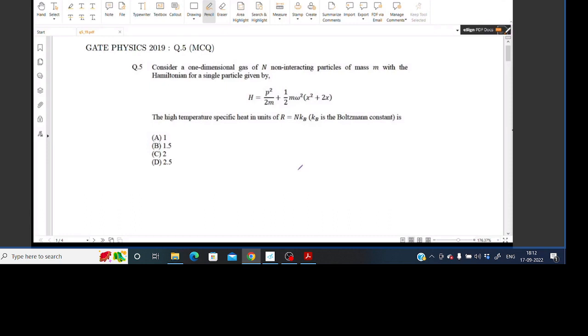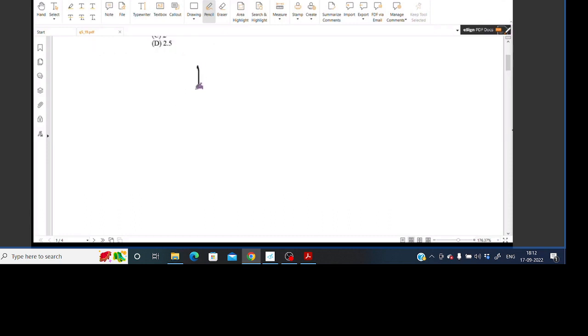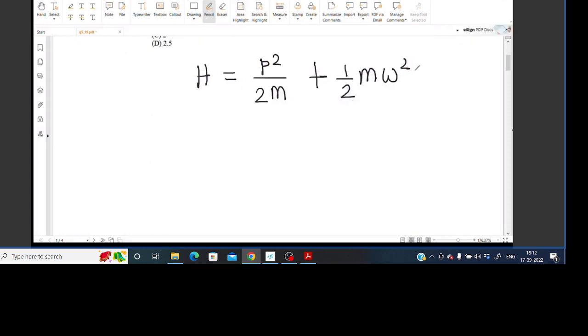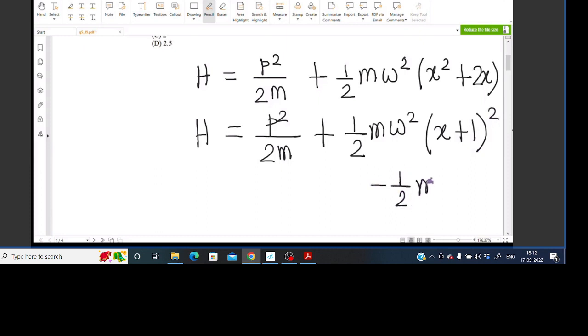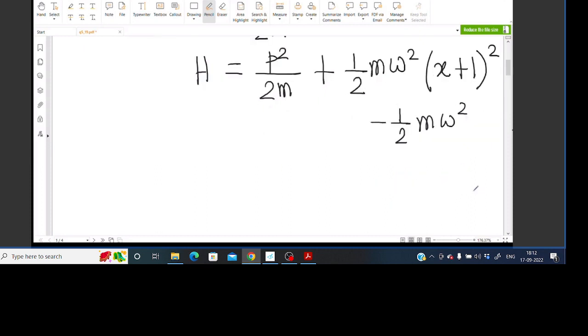Let's solve this question. In this question, the Hamiltonian H equal to p square by 2m plus half m omega square into x square plus 2x. This can also be written as p square by 2m plus half m omega square into x plus 1 whole square minus half m omega square. So this is the single particle Hamiltonian.